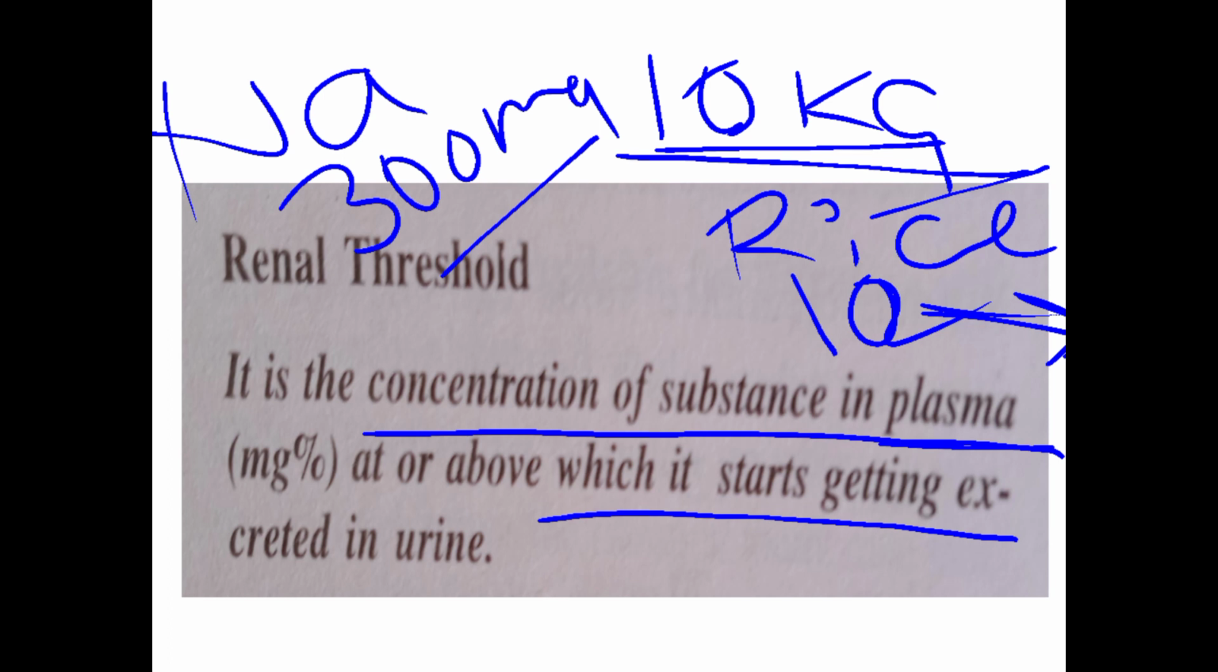So same thing, the plasma can hold 300 mg of sodium ions. Okay, so mg% it can hold. So above the 300, it will not reabsorb, it starts getting excreted in urine. Okay, so that is called renal threshold. Understood? So next is the tubular maximum.